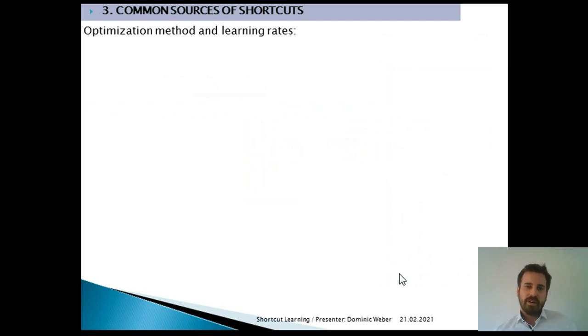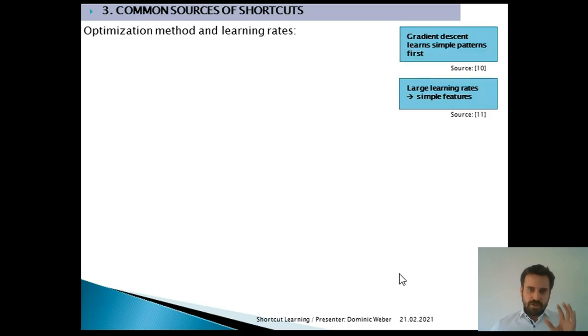Optimization method and learning rates. So stochastic gradient descent methods are common in deep learning. However, Arpit shows in his paper that they result in learning simple and generalized patterns before fitting more complex features. In fact, Li shows in his paper that larger learning rates tend to cause learning simpler features.